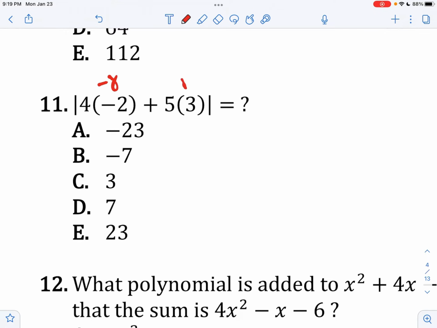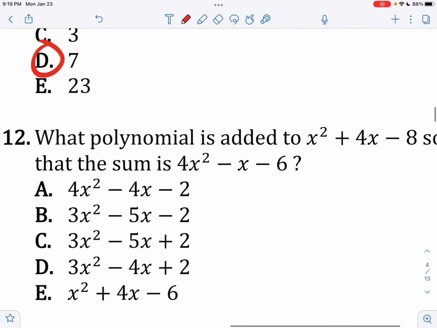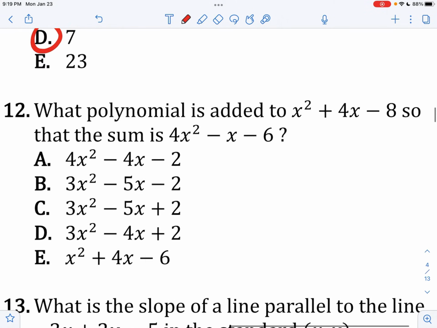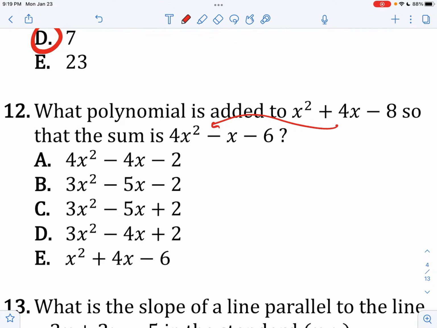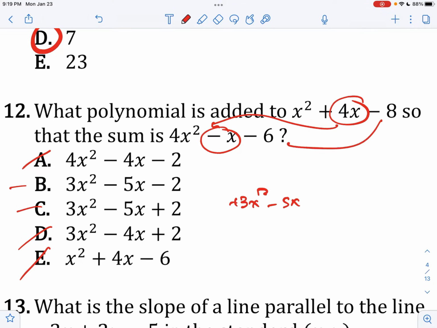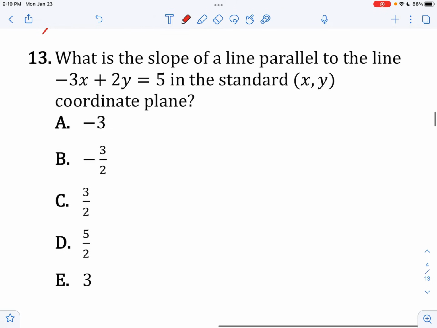Negative 8, 15, that's 7. Polynomials added to what? To get this. So we want to go from here to here. So clearly it looks like I'm adding 3x squared. And then I'm going from 4x to negative x. So I'm subtracting 5x. Okay, so it's got to be one of these. And then I'm going negative 8 to negative 6. So I'm adding 2.